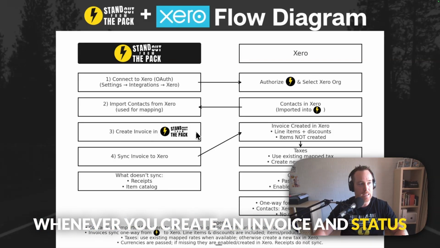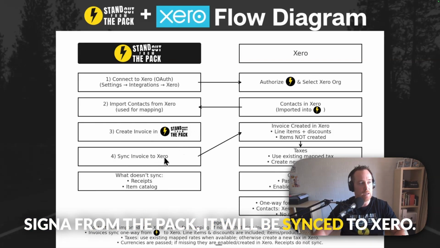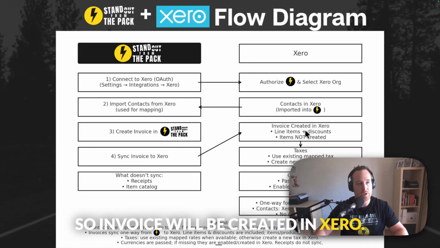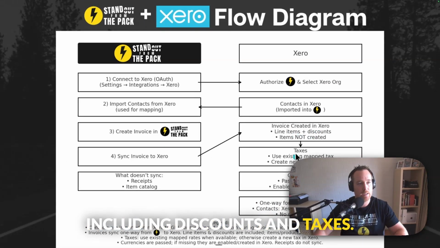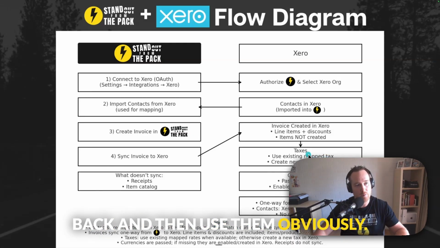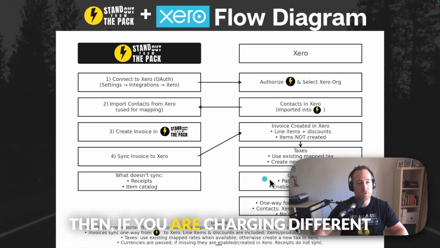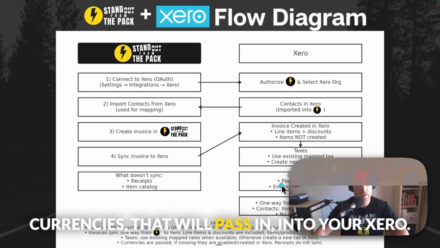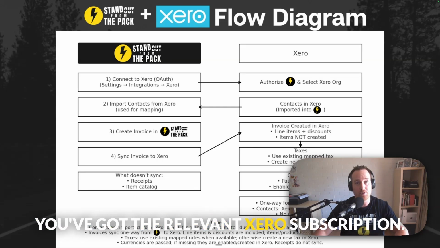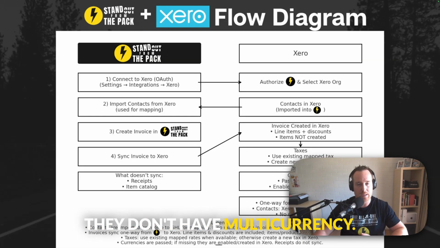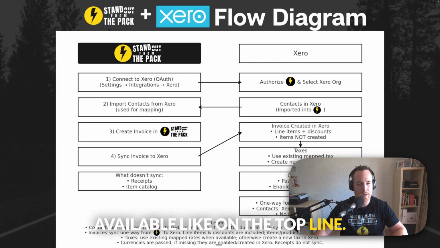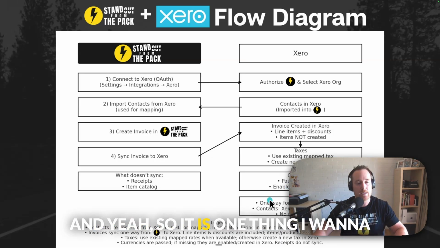Whenever you create an invoice inside Stand Out from the Pack, it will be synced to Xero. So the invoice will be created in Xero. All the line items will be there, including discounts and taxes. You just have to map your taxes inside Stand Out from the Pack beforehand and then use them, obviously. Then if you are charging different currencies, that will pass into your Xero. Obviously, you just need to make sure you've got the relevant Xero subscription, because the baseline subscription doesn't have multi-currency. I think that's only available on the top tier.